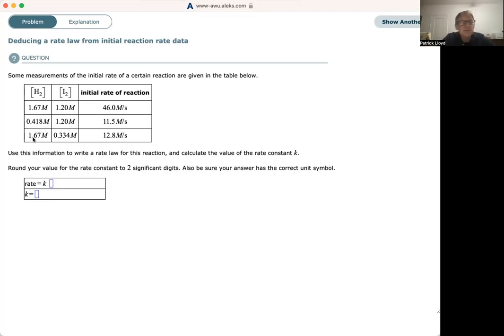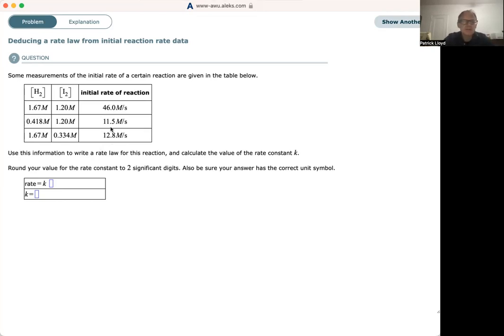In experiment 3, now we go back up to the original concentration of H2. It's 1.67 molar. But now its I2 has been decreased. It's been decreased all the way down to 0.334 molar. And again, compare reaction 1 to 3. The initial rate went from 46.0 all the way down to 12.8. That's a very big change in the reaction rate. We will assume that it's because of I2. Changing the concentration of I2 changes the rate of reaction.